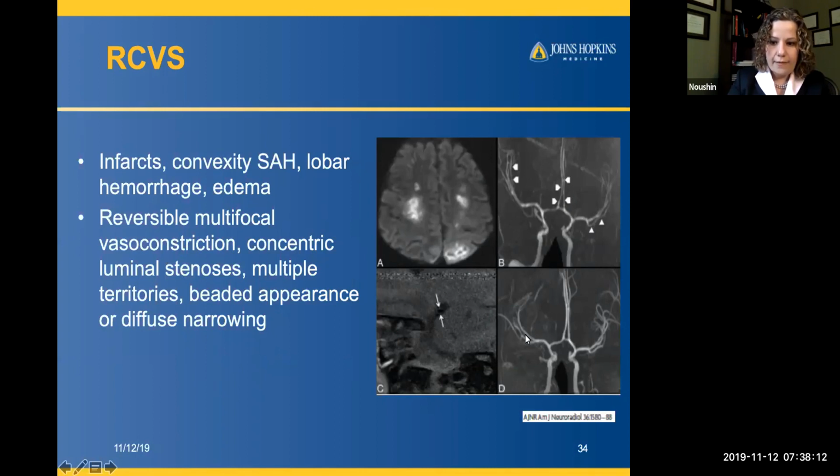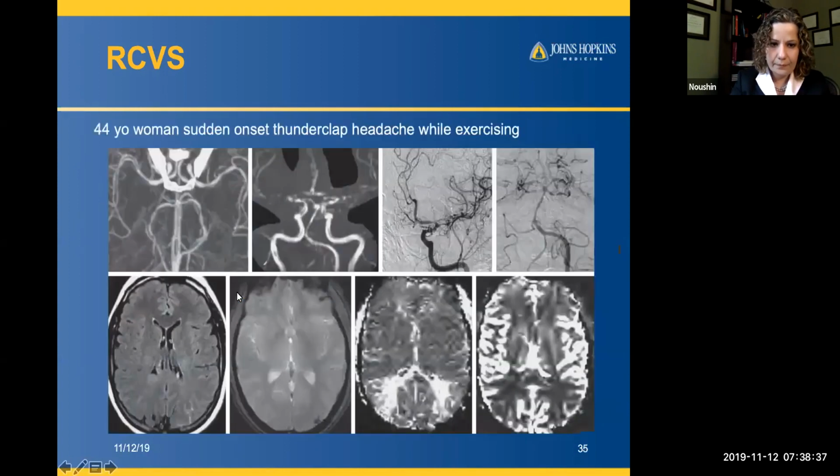So this is follow-up MRA after a couple of weeks that showed resolution of all those areas of narrowing. This is a black blood image through the narrowed vessel that didn't show any enhancement. So that's another finding that we see in vessel wall imaging, as opposed to vasculitis or atherosclerotic plaque. Normally we don't really see enhancement, perivascular enhancement, in RCVS.